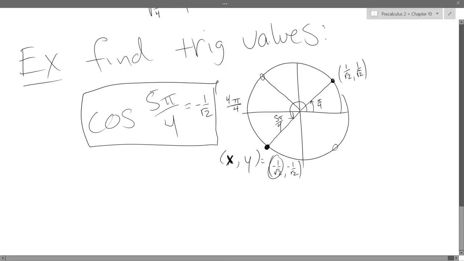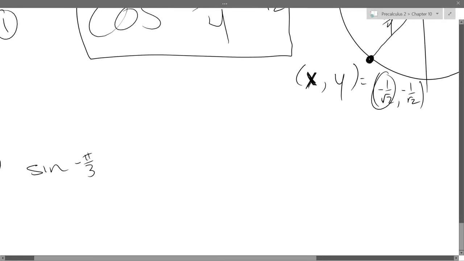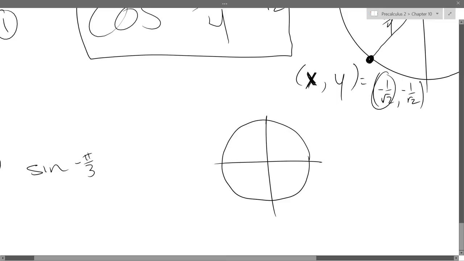So that was our first example. We'll label that number 1. Number 2, we're going to do sine of negative pi over 3. So good news is negative pi over 3 is a pretty small number, but it's negative. So what does a negative do to how we measure angles? We're going to go clockwise. So we're always going to start at the positive x-axis, but we're going to go clockwise, which is backwards from usual. All right, negative pi over 3.